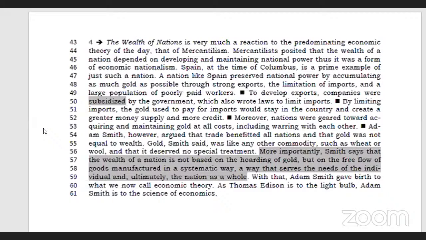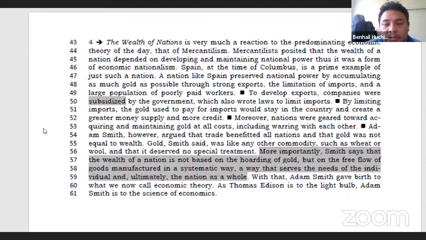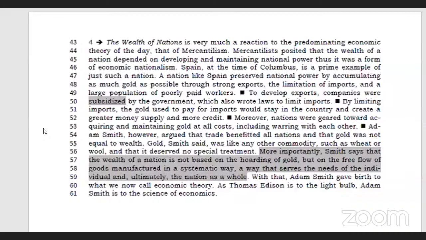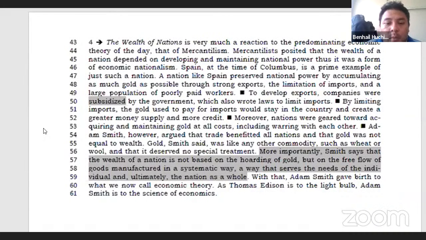Gold, Smith said, was like any other commodity, such as wheat or wool, and it deserved no special treatment. More importantly, Smith says that the wealth of nations is not based on the hoarding of gold, but on the free flow of goods manufactured in a systematic way, a way that serves the needs of the individuals and ultimately the nation as a whole. With that, Adam Smith gave birth to what we now call economic theory. As Thomas Edison is to the light bulb, Adam Smith is to the science of economics.